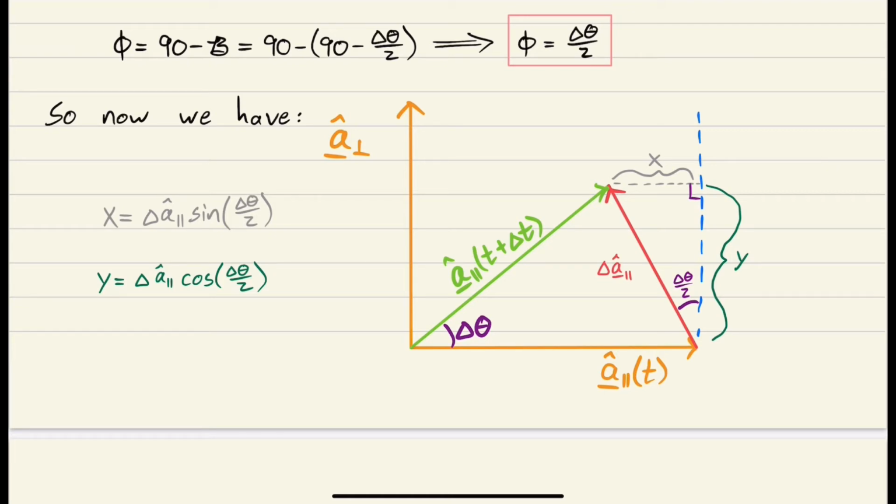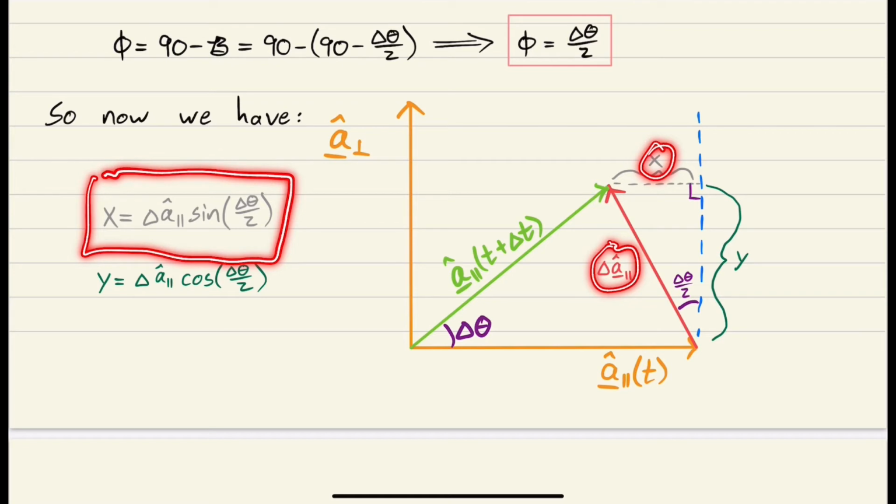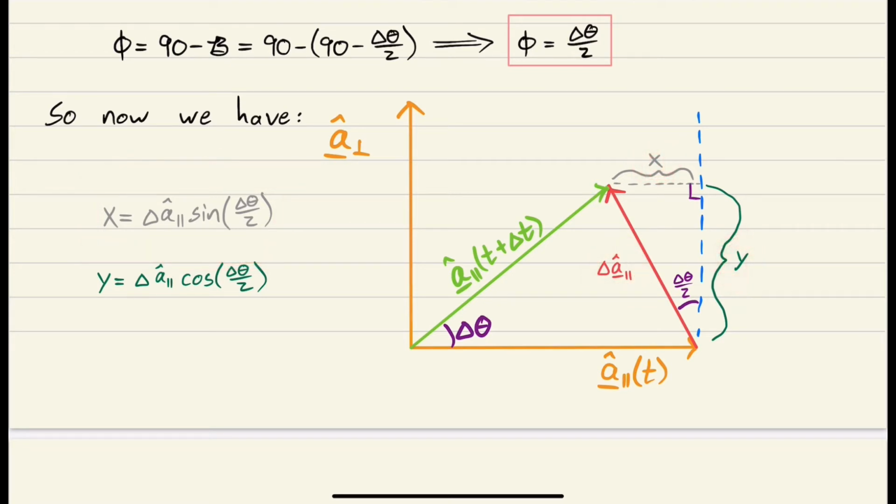But if we take the sine of delta theta over 2, that's equal to opposite over hypotenuse. And if we multiply the hypotenuse over, then we get that x is equal to this. Same thing for y. Cosine of delta theta over 2 is equal to adjacent, which is y, over hypotenuse, which is the same thing, the change in a hat parallel. And if we multiply it over, then we end up with this right here. These are scalar numbers. These are scalars.